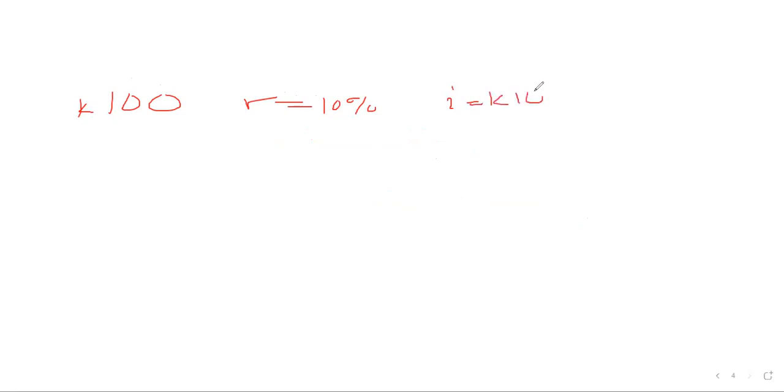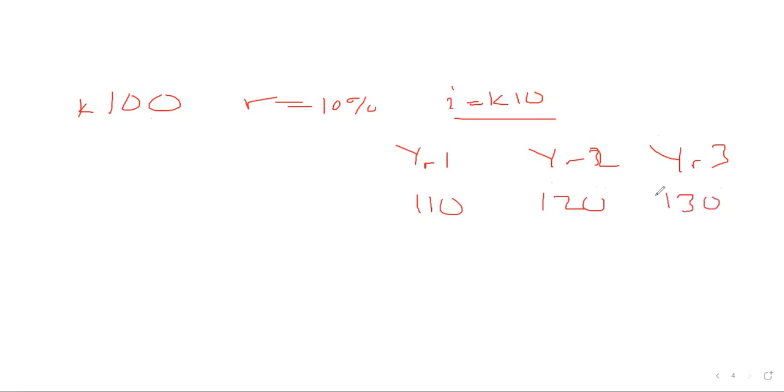So meaning you're going to have year 1, year 2, and year 3. If you add the interest of 10 kwacha each year, in year 1 you're going to have 110, year 2 you're going to have 120, year 3 you're going to have 130. So this follows what we call arithmetic progression.